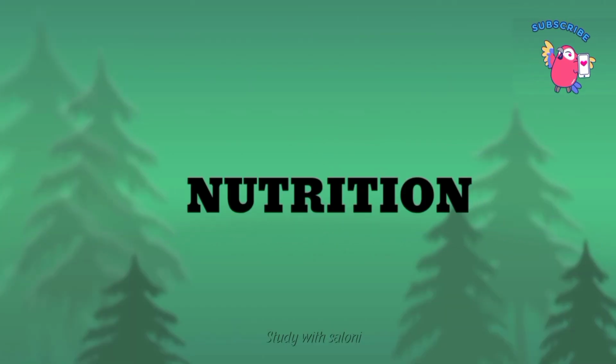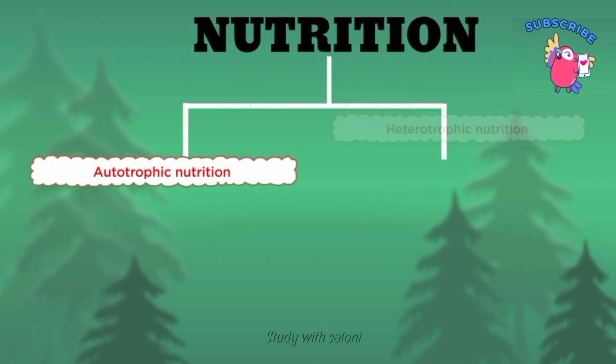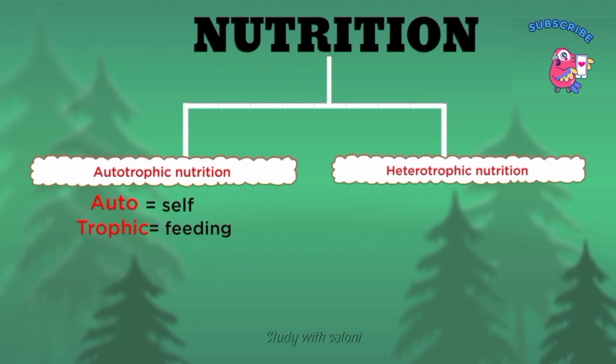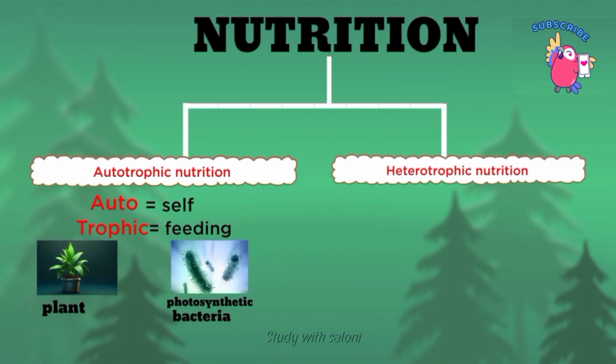Nutrition in living things is mainly of two types. One, autotrophic nutrition, and two, heterotrophic nutrition. Auto means self, trophic means feeding. So, the nutrition in which the organisms prepare their own food is called autotrophic nutrition. Example, green plants and some bacteria.